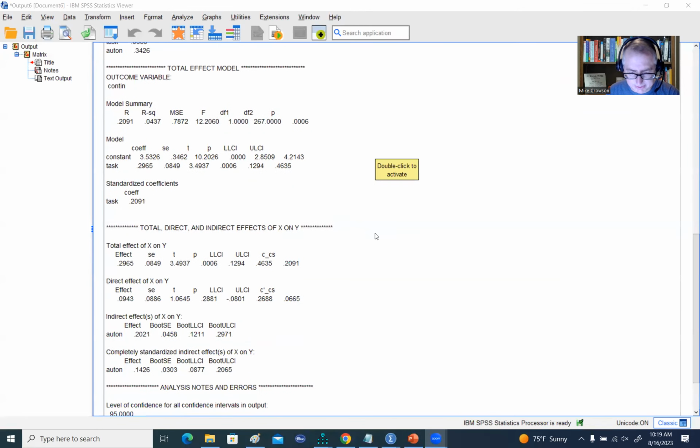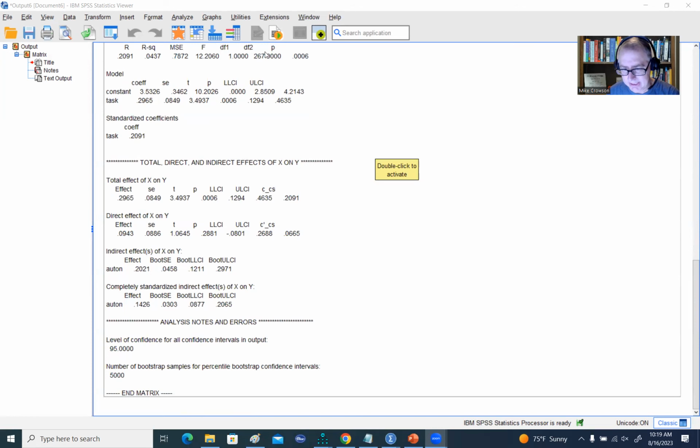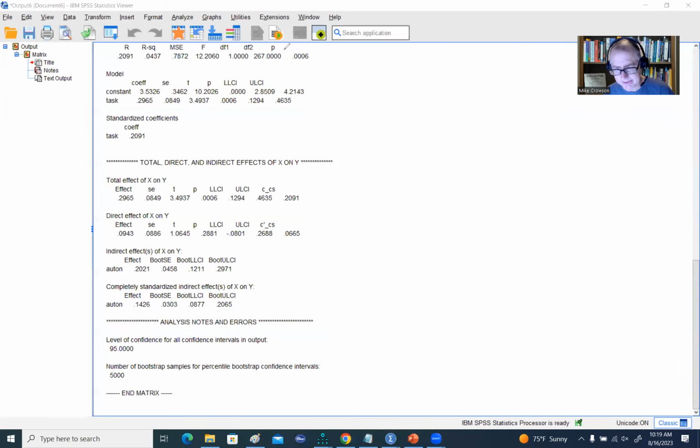Okay, so we'll scroll on down, and then we have the indirect effects and bootstrap confidence intervals. So you'll see down here we've got the indirect effect of X on Y by way of the proposed mediator, which is autonomous motivation. Basically this value, the 0.2021, again is the product of our paths A and B. We have the 95% bootstrap confidence interval given right here, the lower bound being 0.1211, the upper bound being 0.2971. So the way that we test this indirect effect is as follows.